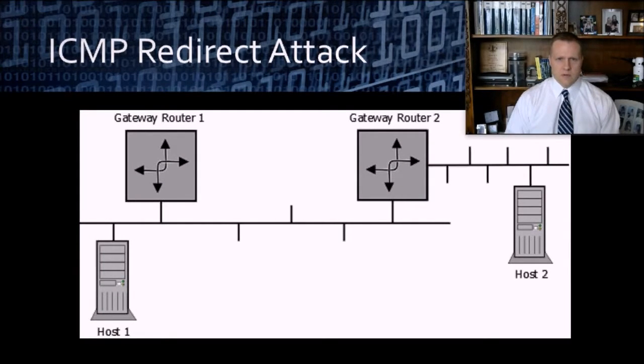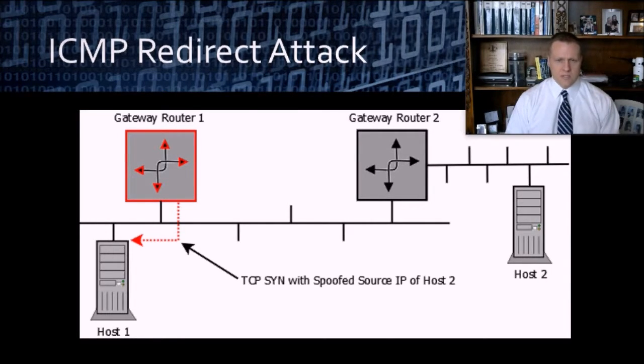Here we have a demonstration of an ICMP redirect related attack. We begin with a two-router network where host 1 and host 2 are on separate subnets, but both routers are acting as potential gateways for host 1, with gateway router 2 being the obvious best choice. So here an attacker has gained some sort of access to or control of gateway router 1.